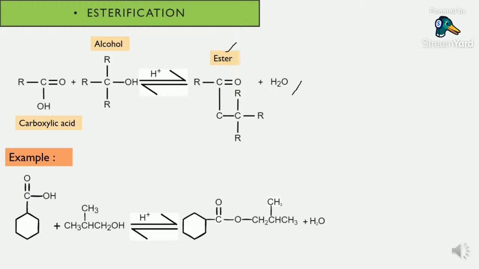So carboxylic acid will lose OH over here, while alcohol will only take H over here. So when both of these combine, it will produce H2O or water. And then we just combine the rest over here and also the alcohol that remains and form ester over here.